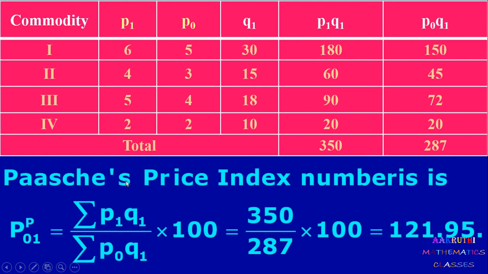So we have to use Paasche's price index number, since only current year quantities are given. Paasche's price index number is summation of P1 Q1 divided by summation of P0 Q1, into 100. So it is 350 divided by 287 into 100. The answer is 121.95. So Paasche's price index number is 121.95.